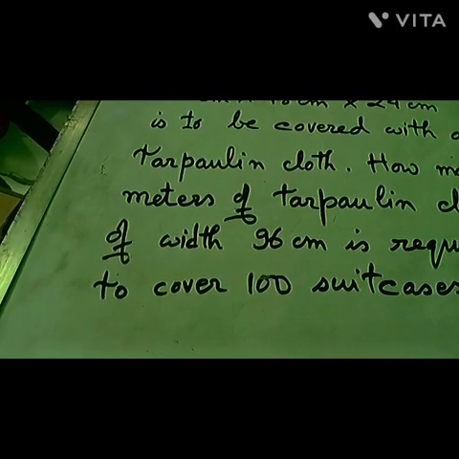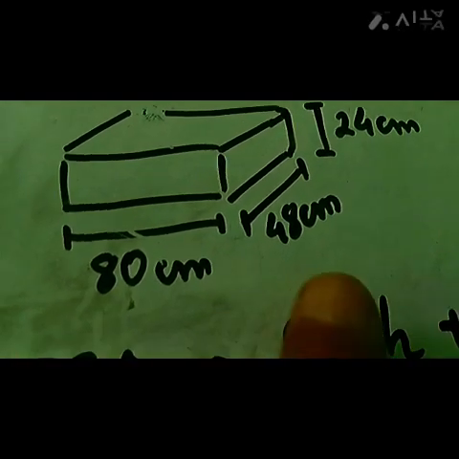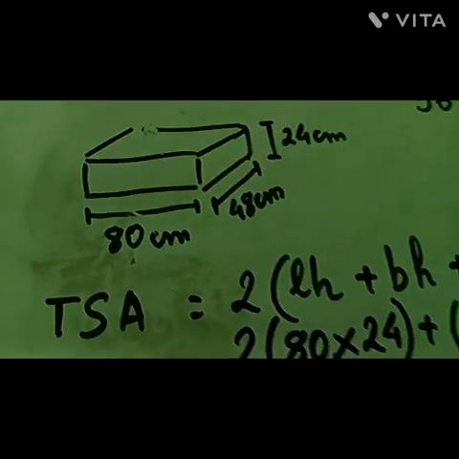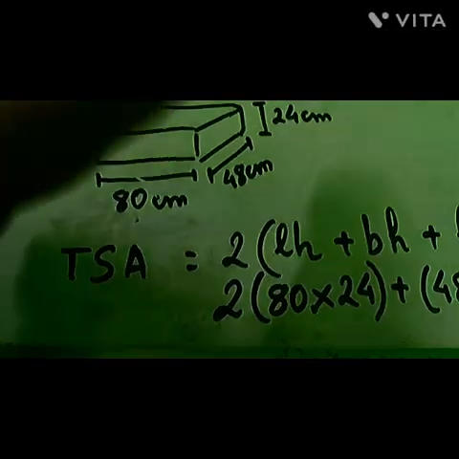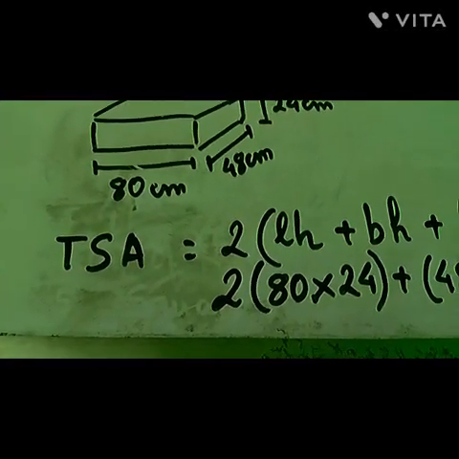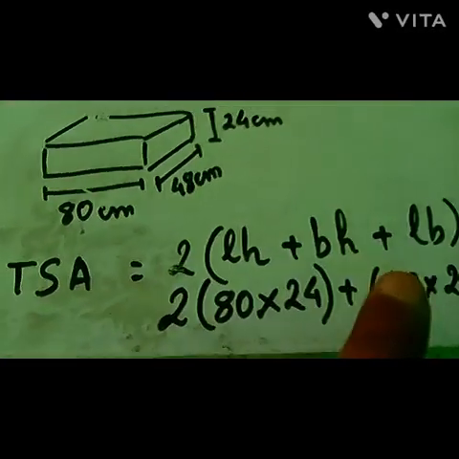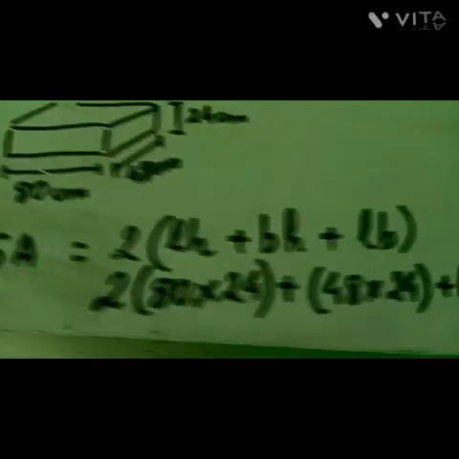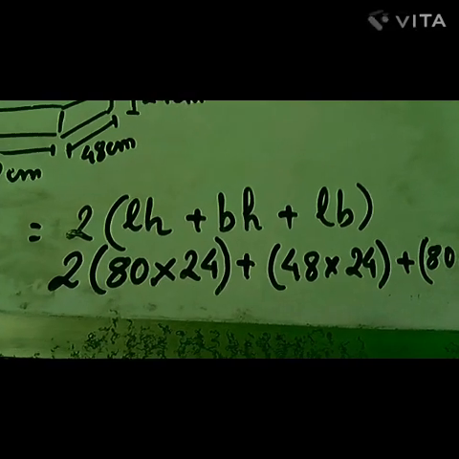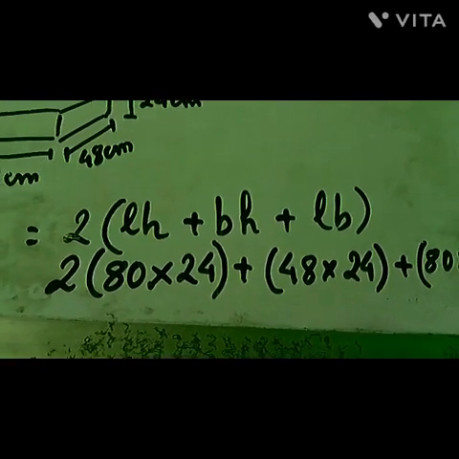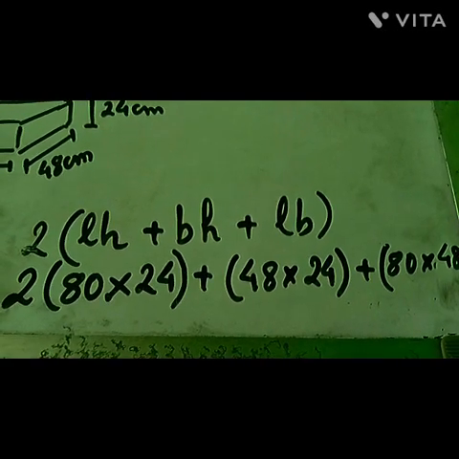Don't worry. So I have drawn a picture of the suitcase with length 80 centimeter, breadth 48 centimeter and height 24 centimeter. Now the formula of TSA, that is total surface area, the surface which the suitcase is covering, is 2 bracket open lh, length into breadth plus breadth into height plus length into height. You put the numbers, 2 into length, that is 80 into 24 height, plus 48 is the breadth into height 24, plus 80 into 48, length into breadth.